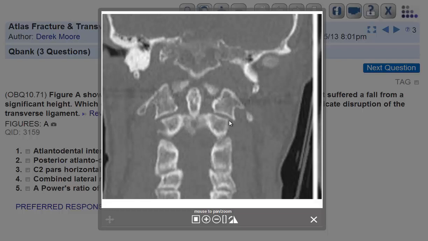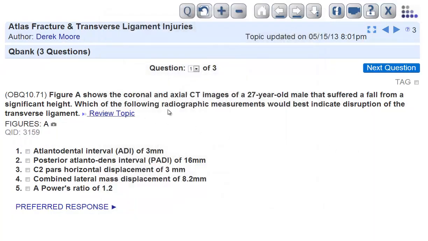So this is your lateral mass displacement, and what you do is you add that. So the sum of your lateral mass displacement on your CT scan would actually be 7.9 because you don't have radiographic magnification here, but on your radiographs you're looking for a lateral mass displacement of 8.1. So the question here: which of the following radiographic measurements would best indicate disruption of the transverse ligament?